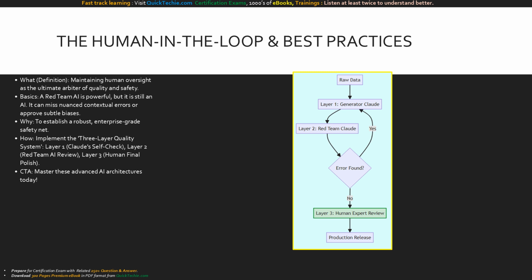We implement what experts call the 3-layer quality system. Layer 1 is Claude's initial generation and self-check. Layer 2 is our rigorous red team AI review. Layer 3 must always be human judgment and final polish. The AI handles the heavy lifting of finding 99% of the errors, leaving you to make the final strategic decisions.